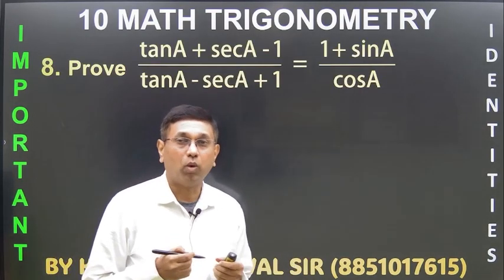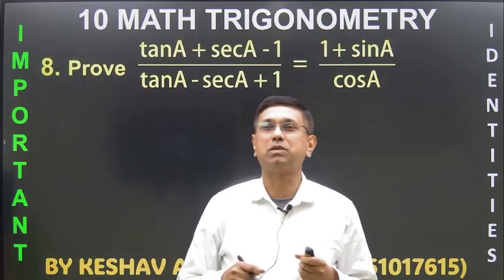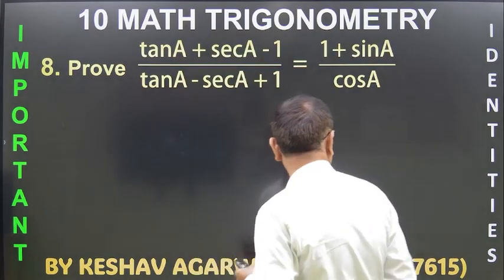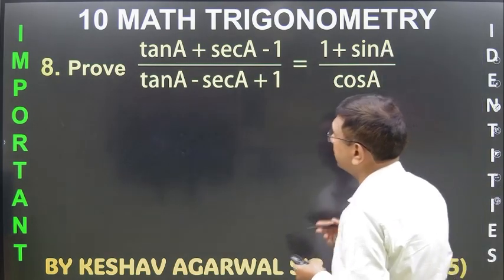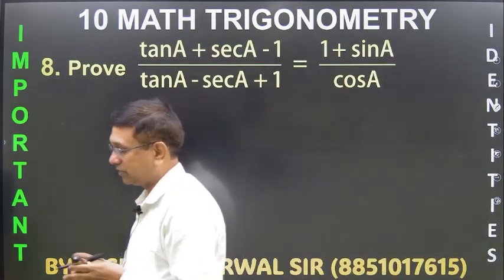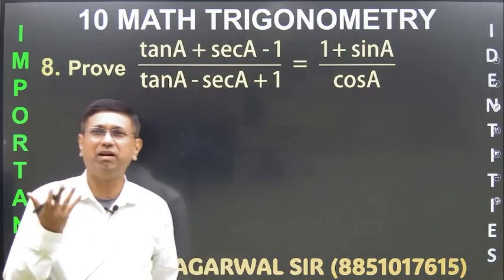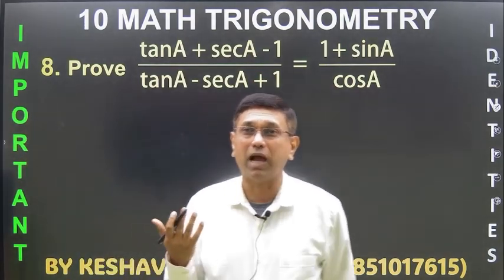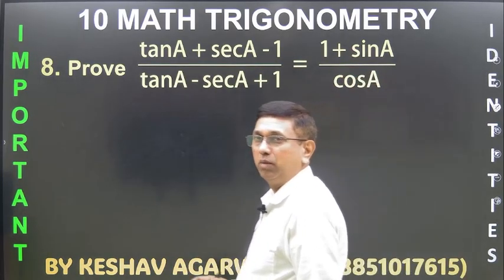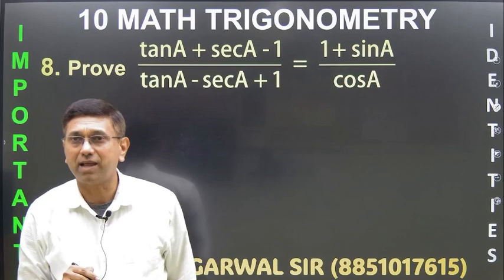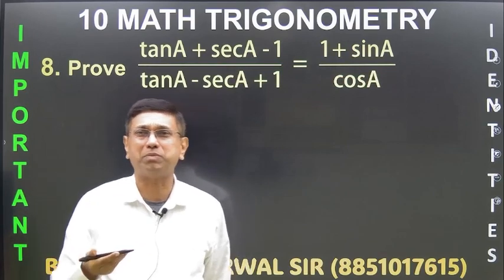The one which is there at the backdrop is the most important because this question has been asked I don't know how many times. Hardly have I seen papers without this question. Why is this a little tricky? Because again you have to see the RHS. The RHS is in sine and cos, but the LHS is in tan and sec, and that is where the trap starts.